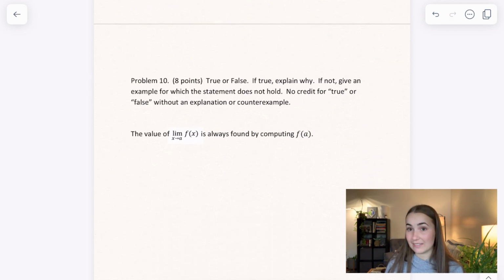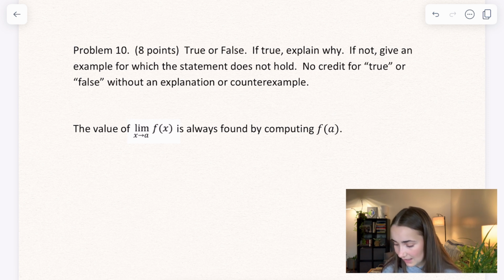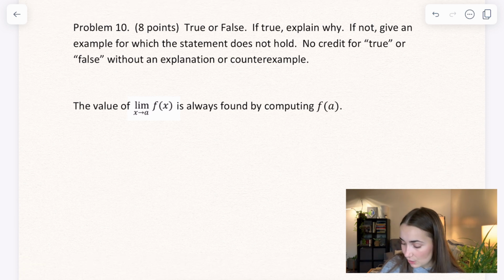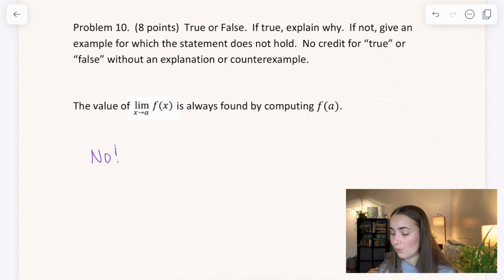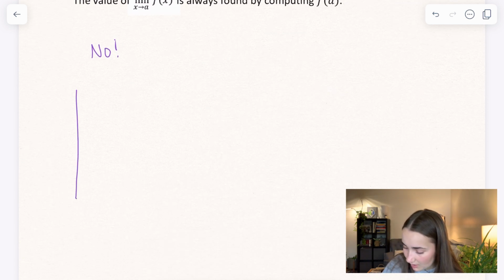Problem 10 and 11 are true and false questions. So we have: the value of the limit as x approaches a of f of x is always found by computing f of a. The answer here is going to be no. We do need to give an explanation for our answer, so we could write out why, or we could just give a counterexample. And I always suggest giving a counterexample by drawing a picture.